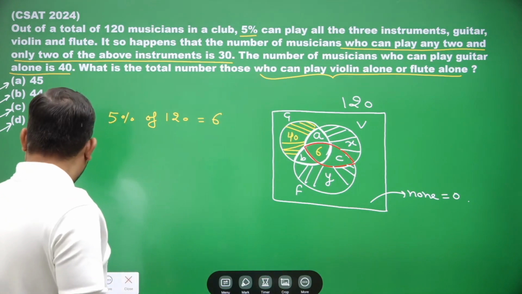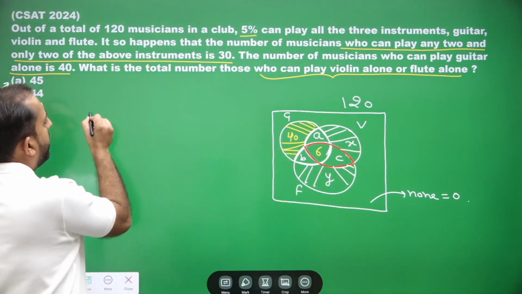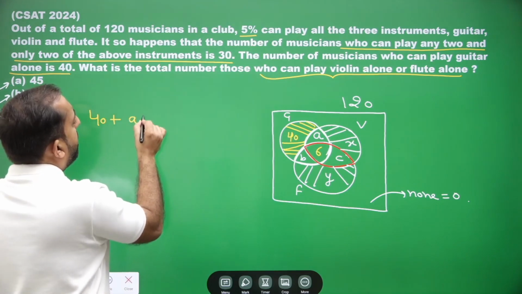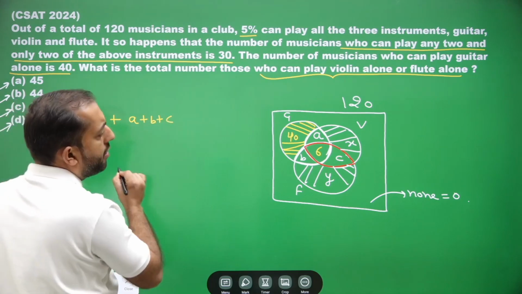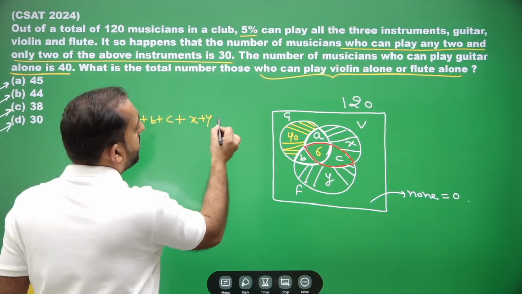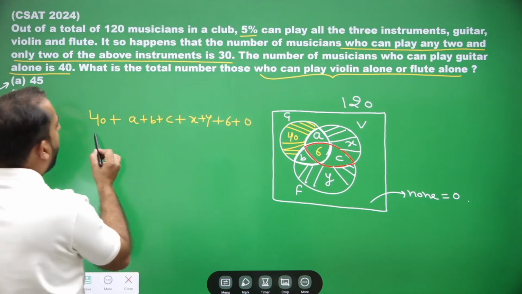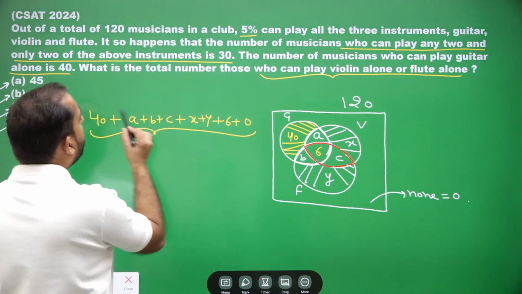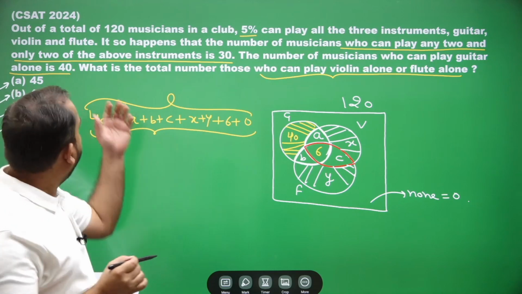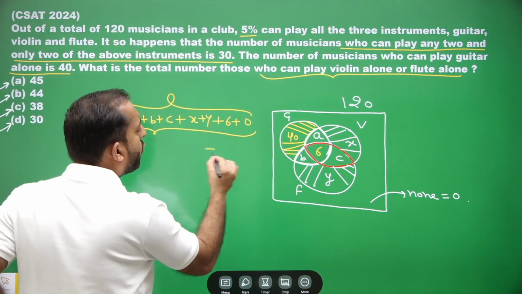Now, if I write down all these values, this guitar only which is 40 plus A plus B plus C plus X plus Y plus 6, and this none part is 0. If I add all these values, this will give me the total number of people in the club, and this whole thing should be equal to 120.